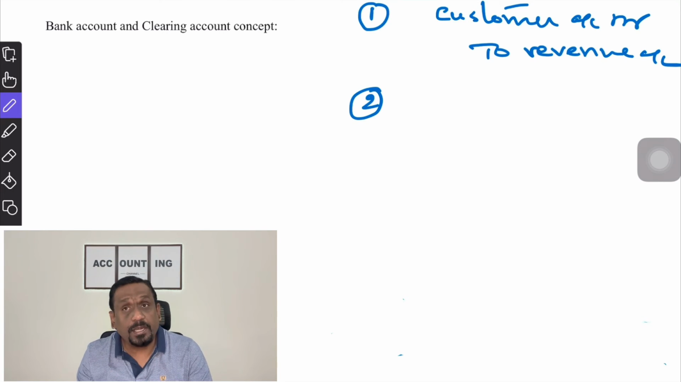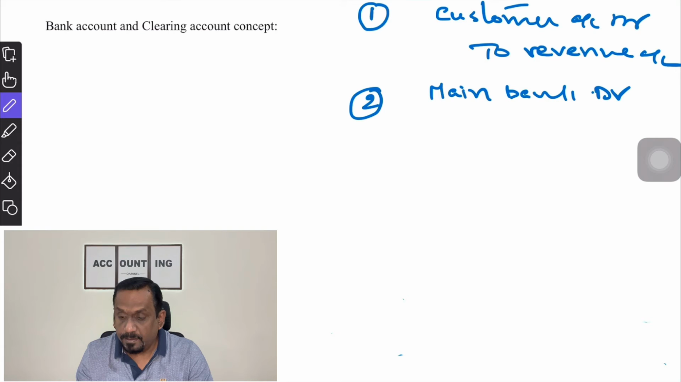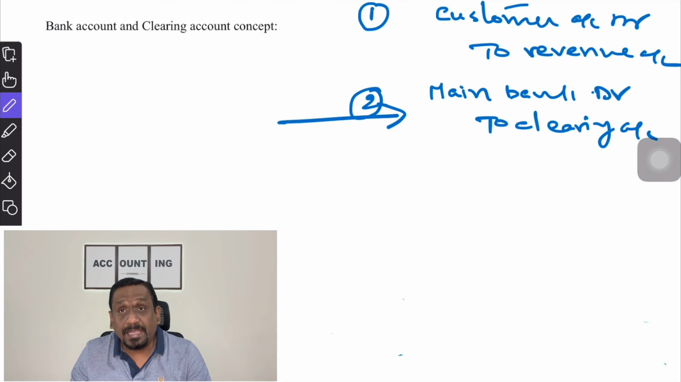Once that is done, what entry system will post? I already told you this entry in my previous video. Main bank account debit, clearing account credit. This entry will get posted when the bank statements get uploaded. Clear? Next. Once this entry is posted, as an accountant, what you are supposed to do?